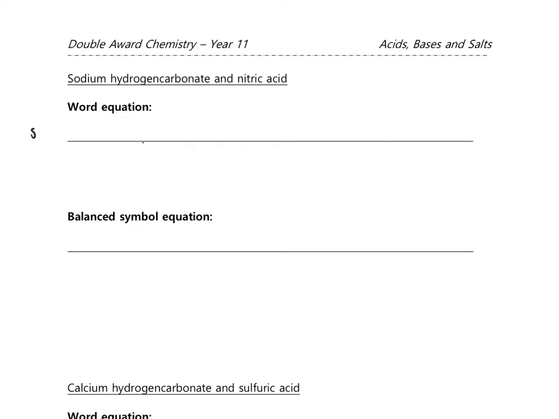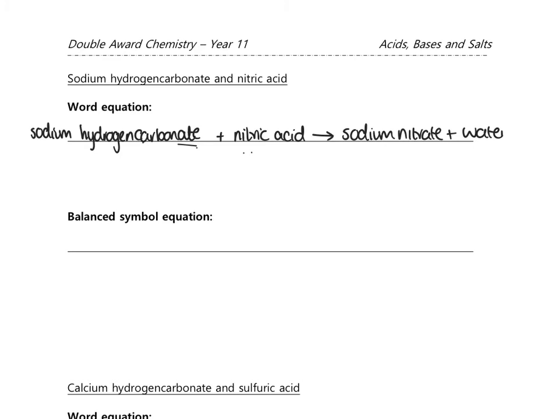So again, we could get our word equation from our observations table because we've already determined our products. So it's sodium hydrogen carbonate with nitric acid. Remember the general equation: salt, water and carbon dioxide. Our salt is going to be sodium nitrate. And then our side products are water and carbon dioxide. Try your best to fit it all in so we can write our balanced symbol equation directly underneath.